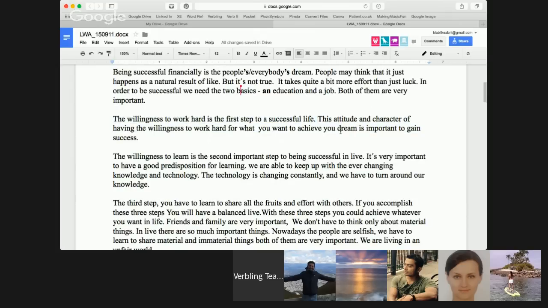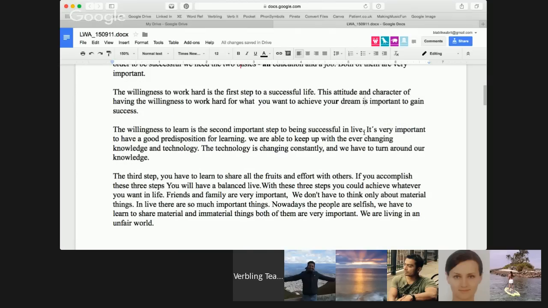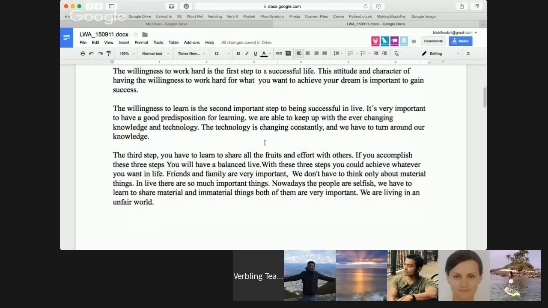This attitude and character of having the willingness to work hard for what you want to achieve your dream is important to gain success. The willingness to learn is the second important step to being successful in life. Life is with an F, for now, okay? Unless it's the plural. It's very important to have a good predisposition for learning. We are able to keep up with the ever-changing knowledge.